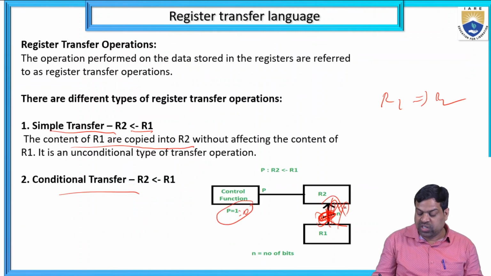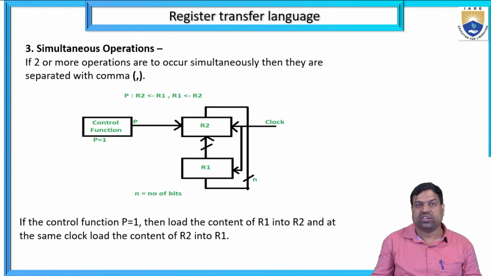If p equal to 0, it will not transfer the data. And simultaneous operations means if two or more operations occur simultaneously, then they are separated with a comma. Two or more operations are performed, then only simultaneous operations will be there.